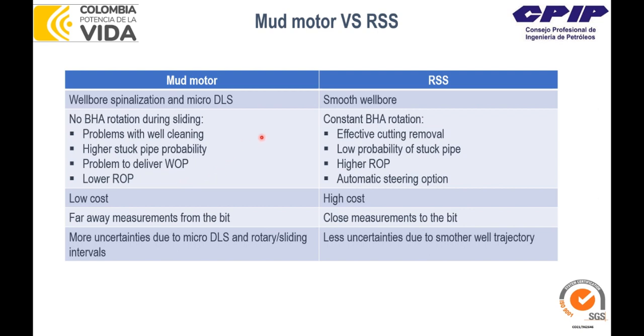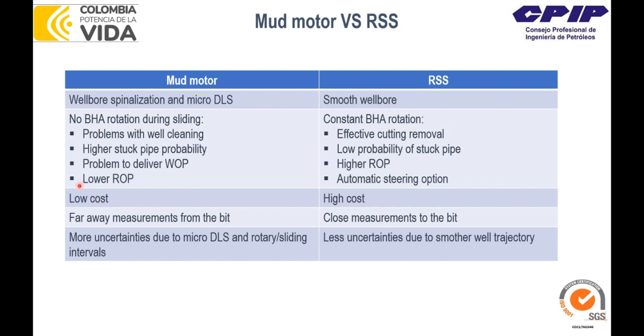The rate of penetration. And in contrast, for the rotary steerable system, the BHA has constant rotation. That's the huge advantage of the rotary steerable system. With the constant rotation, we have more effective cuttings removal, so we have better well cleaning. As a result, we have lower probability of stuck pipe or any ledges and racks. We have higher rate of penetration, and also with the RSS, we have kind of automated steering, so we can set up the drilling program inside the tool, and it will follow the trajectory itself, automatically. So that's obviously the future of drilling, the rotary steerable system.